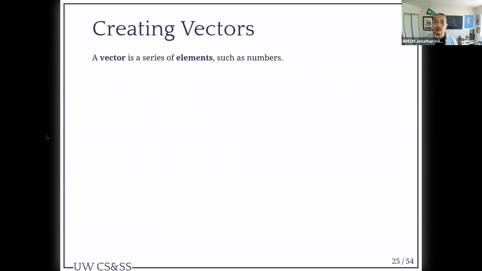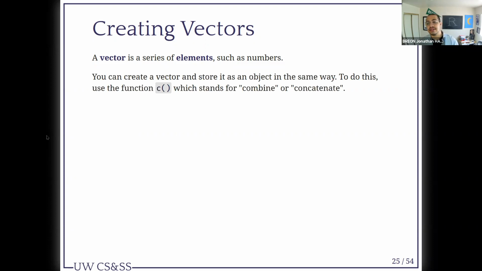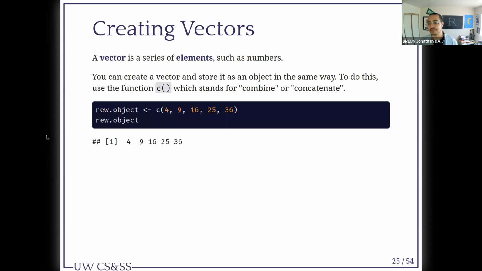Okay, creating vectors. A vector is a series of elements, such as numbers. You can create a vector and store it as an object in the same way. To do this, you use the function lowercase c, open parentheses, close parentheses, which stands for combine or concatenate. I will highlight again. I am used to saying concatenate for lowercase c. I've heard others say combine. You will often hear me say concatenate.